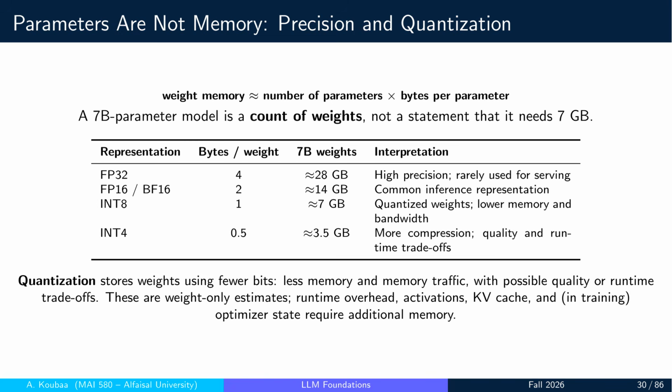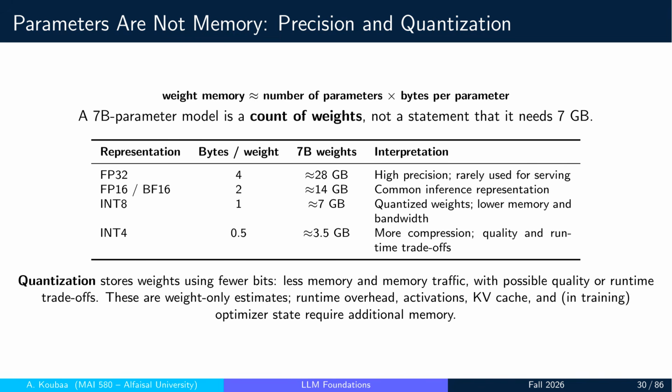Parameters are stored numbers, and storage depends on precision. Let us work one example rather than read the table. Take a 7 billion parameter model in FP32. That's 4 bytes per parameter. 7 billion times 4 is 28 gigabytes before anything else loads. Now halve the precision to FP16 or BF16. 2 bytes, 14 gigabytes. Halve it again to int 8, 7 gigabytes. Once more, int 4, 3.5 gigabytes.